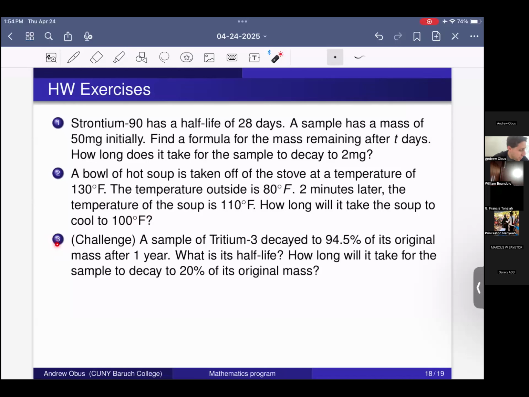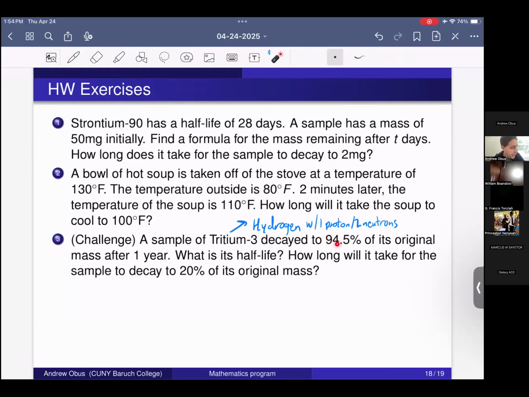And number 3, a bit of a challenge. A sample of tritium-3. So for the chemists, this is hydrogen with one proton and 2 neutrons. That's what tritium is, tritium-3. You don't need to know this for the problem, but if you like chemistry, then this is what it is.